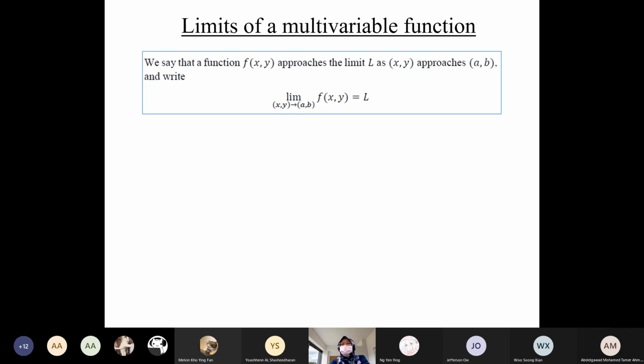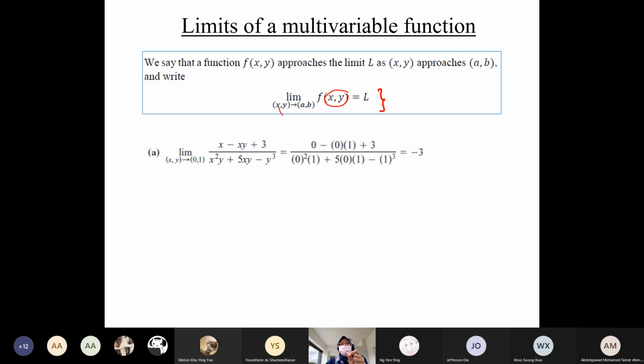So how about the limit of the multivariable function? We can say that the function f approaches the limit L as x and y approach a and b. So let's look into this function. This function contains the variables x and y, and it has a limit for x and y approaching a and b.